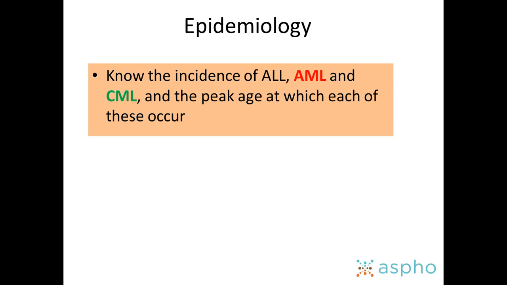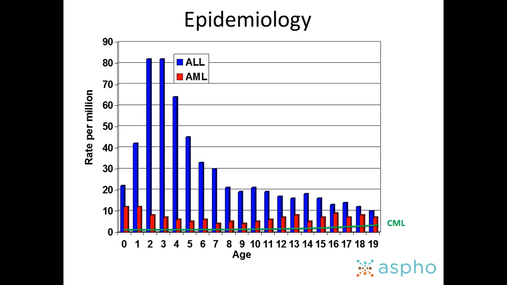All right, so the first thing is to know the incidence of these malignancies and the peak age that they occur. This is a chart that I put together from SEER data on the epidemiology of ALL, AML, and then I added CML in green at the very bottom. So what you can see is that the incidence of AML is pretty constant throughout childhood. It peaks actually in infancy, around 12 cases per million, and then hovers around 4 to 5 per million until late adolescence, and it starts to go up slowly.